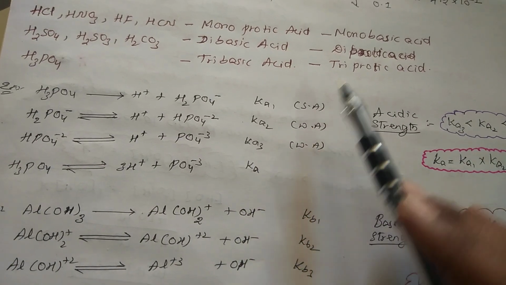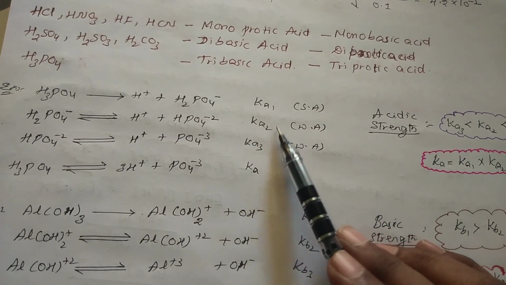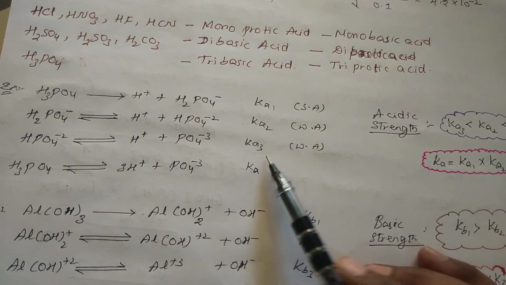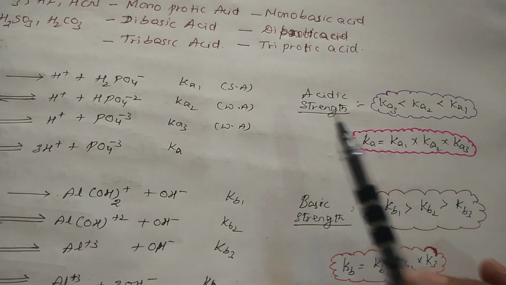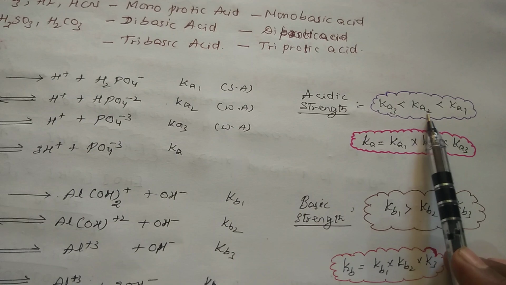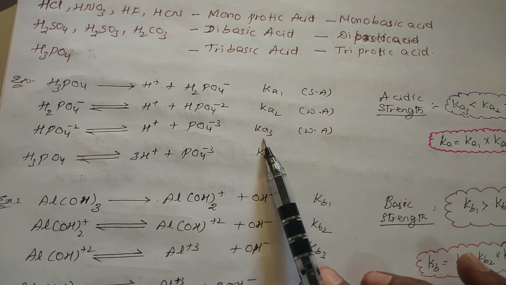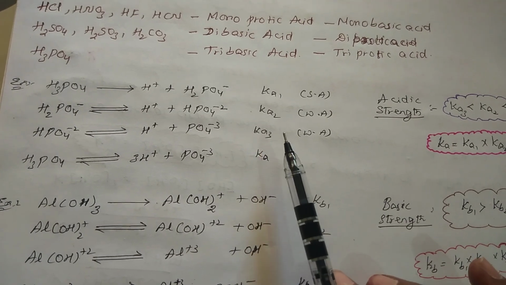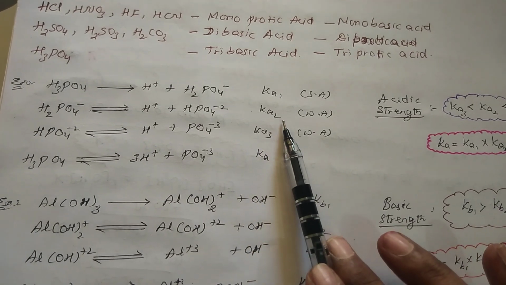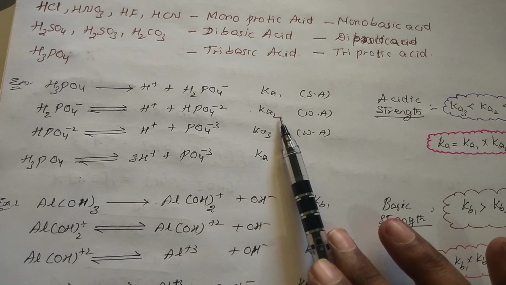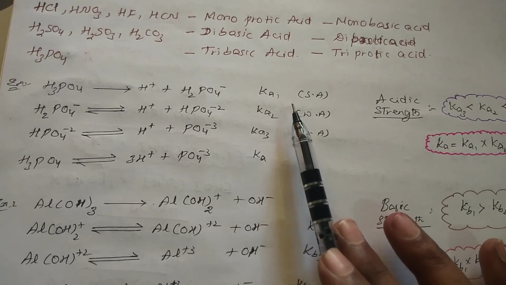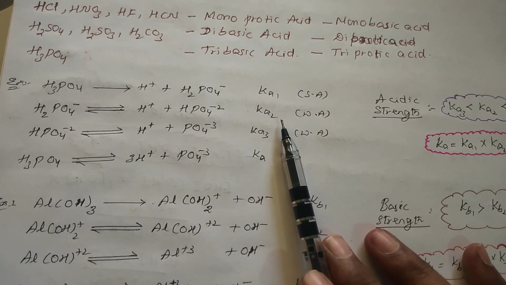Among these three, which is strong? This one is strong. Among these two, which is strong? This is strong, and this is still weak. So if you see the acidic strength, Ka3 will be less than Ka2, which will be less than Ka1. Okay students? Ka3 is a very weak acid compared to this one. This one is somewhat stronger compared to the Ka3 equation. Ka2 is stronger and Ka1 is still stronger compared to Ka2.